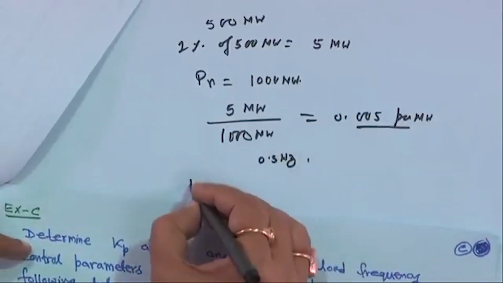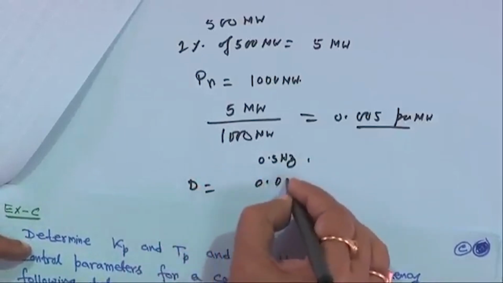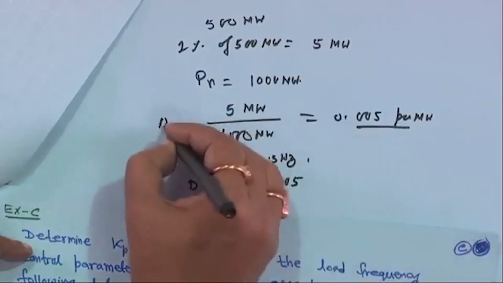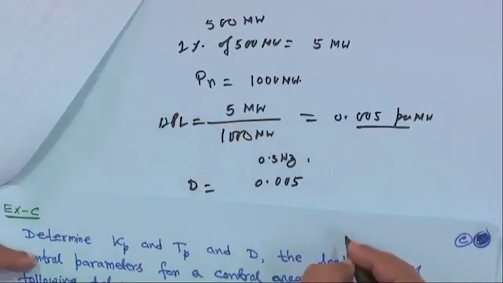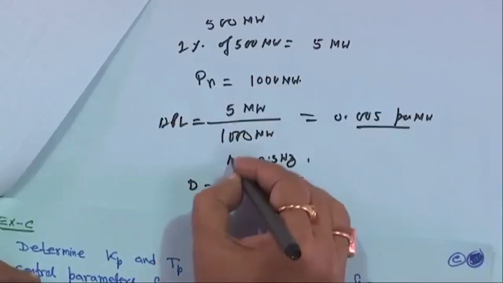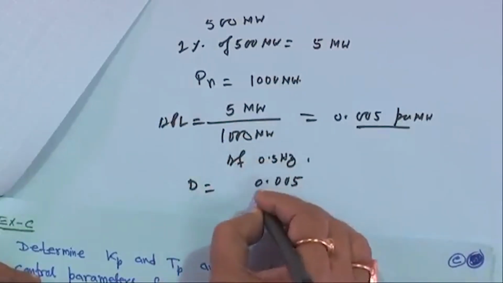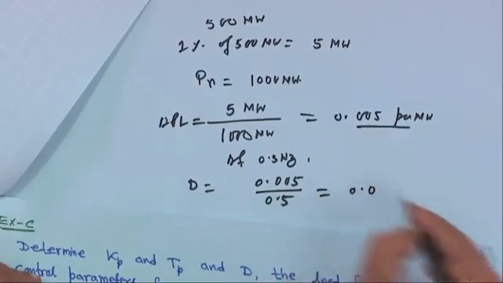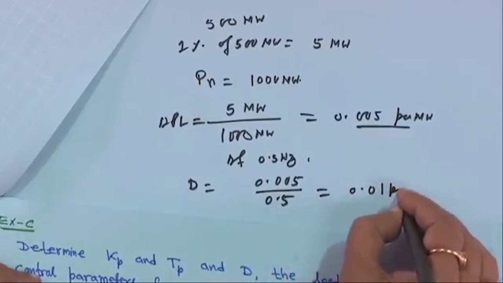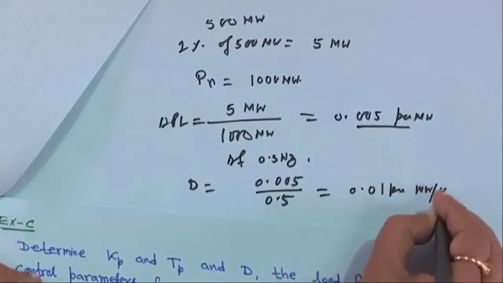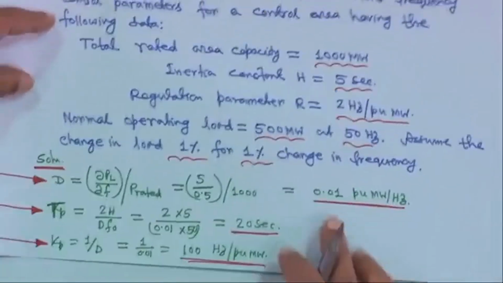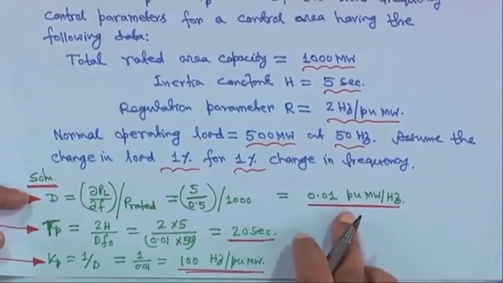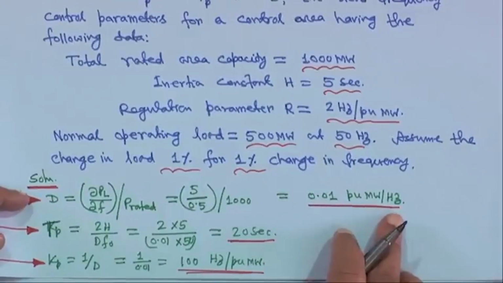Therefore your D will be 0.005. This is your delta PL in per unit, and this is your delta F. So delta PL upon delta F, right? This will become 0.01, right, per unit megawatt per hertz. So that is what we have got: D is equal to 0.01 per unit megawatt per hertz, right?